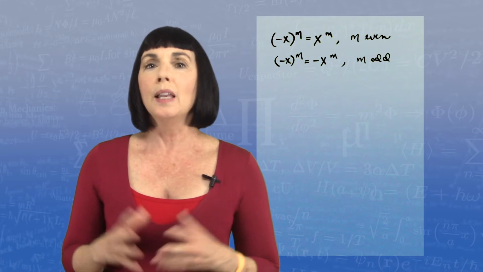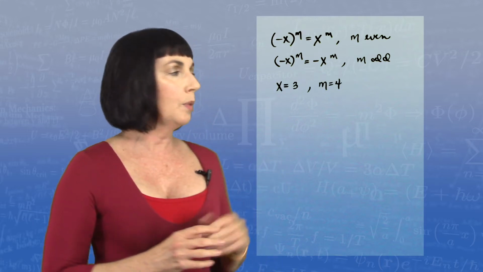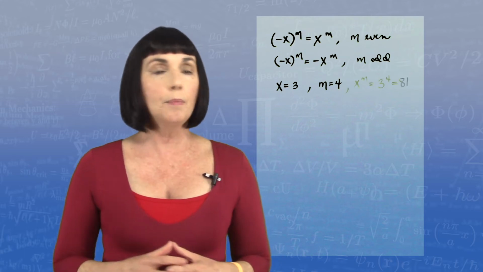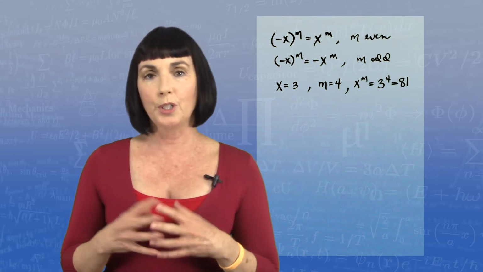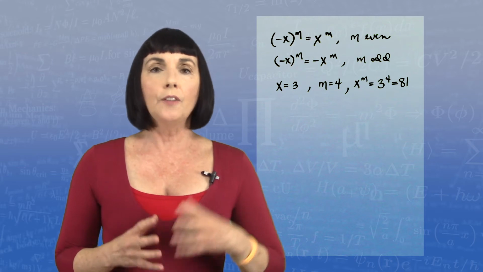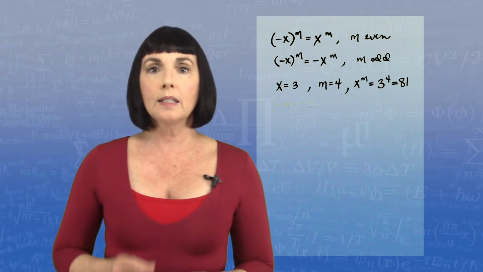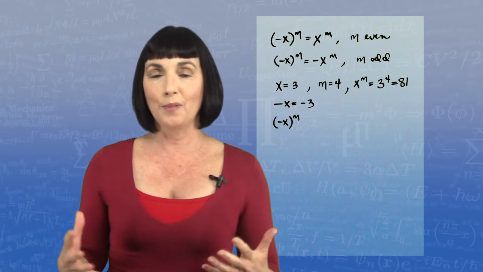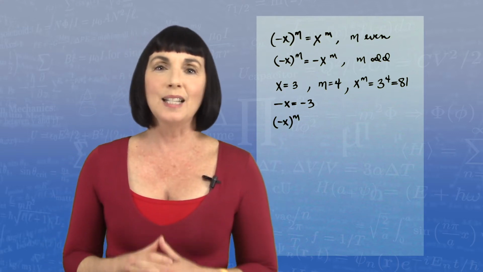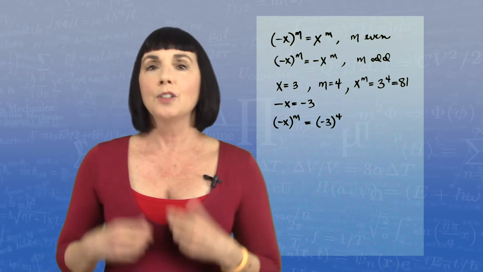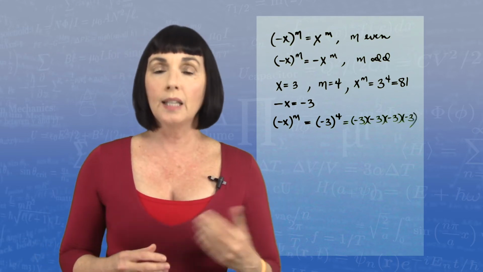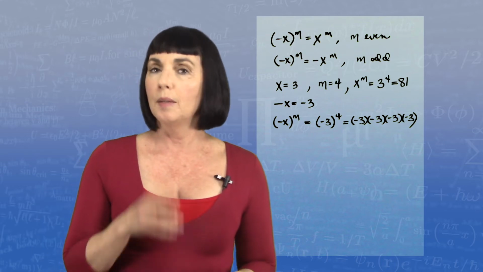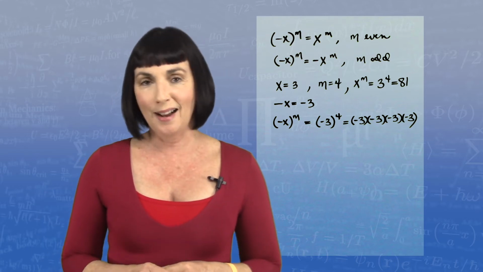All right, so in our first case, x is equal to 3 and m is equal to 4. So x raised to the power of m is 3 to the power of 4, which is 81. If x is 3, that means negative x is negative 3. So let's see what negative x to the power of m is equal to. That's equal to negative 3 to the power of 4. And that's equal to negative 3 times negative 3 times negative 3 times negative 3. Now I'm just going to go one negative 3 at a time.